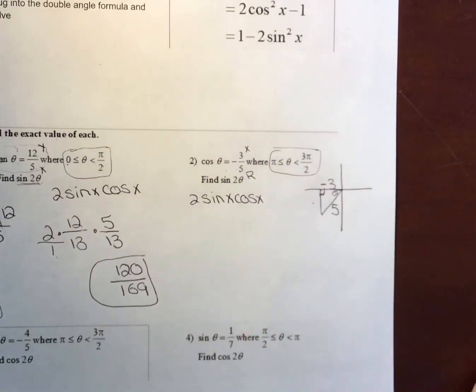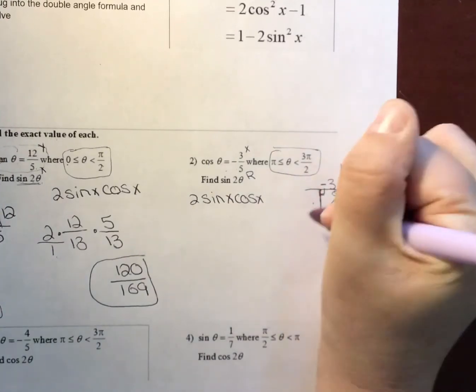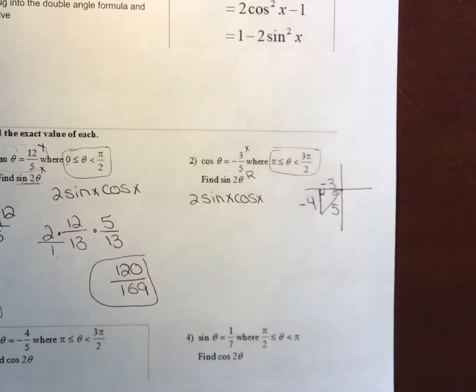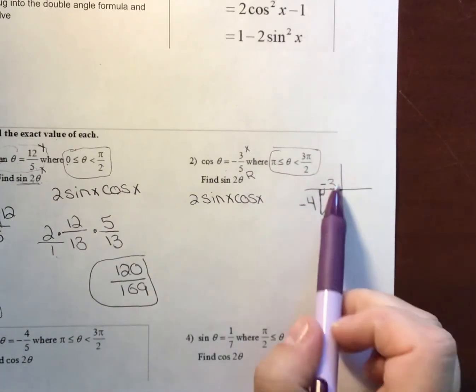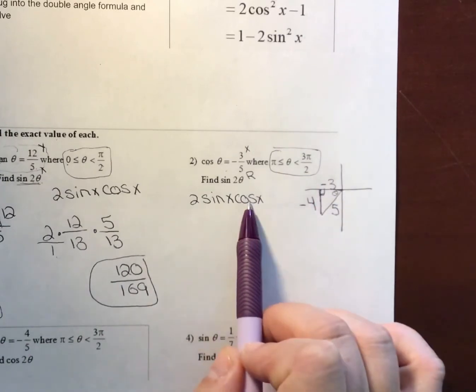You might just know this. This is the most famous Pythagorean triple, a 3, 4, 5. If not, you could do the Pythagorean theorem, but you just have to put the appropriate positive and negative signs. So if this is negative 3, this y right here would be negative 4. Okay, now we have enough information. Our right triangle is complete. We have enough information to put in our sine ratio and our cosine ratio.